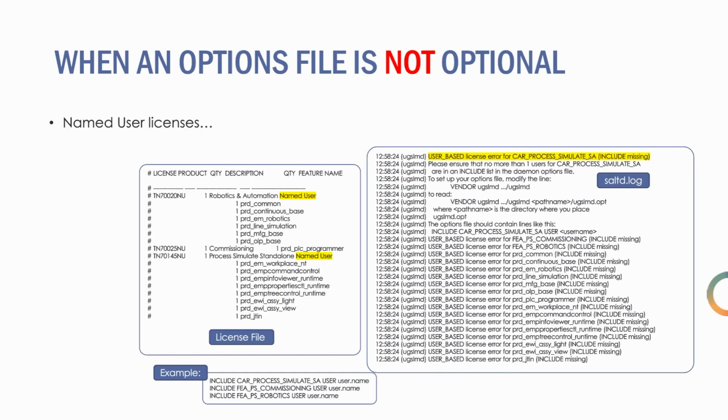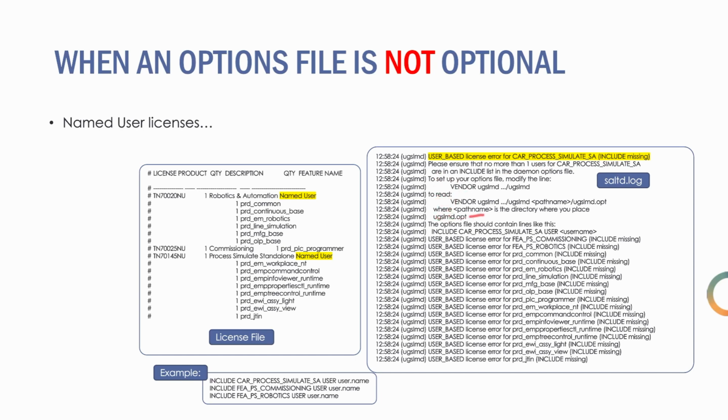When is an options file not optional? When you have named user licenses. In your license file, you'll notice that there is a named user. Down at the very bottom, you'll see that the named user is called out, and if you deploy this license file without an options file, you're going to get a message that gives you the basics of what to do. Okay, it says that there needs to be an include, and it's missing, and it gives you the basics of what to do here.